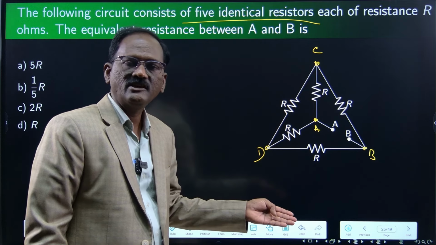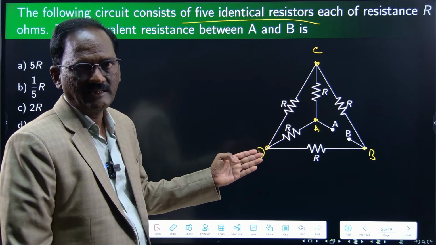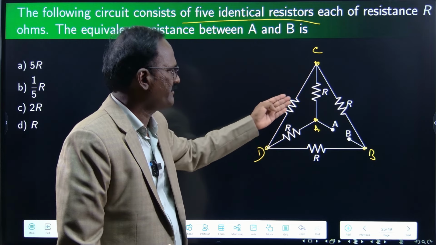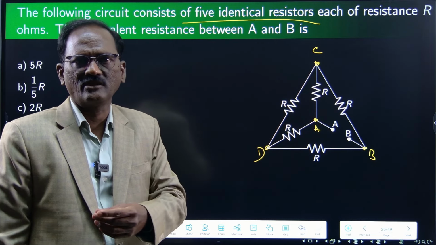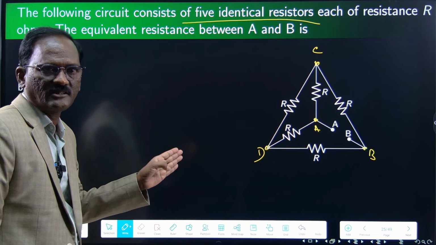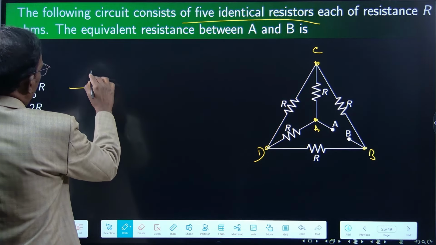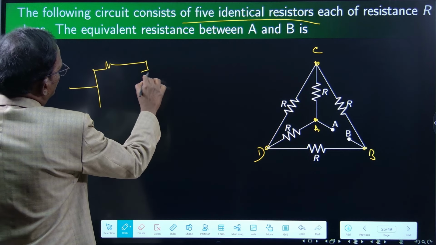So all are having equal value. Definitely it will satisfy balanced because all are having R. P by Q is equal to R by S will be R by R is equal to R by R. Definitely it will satisfy the condition of Wheatstone bridge, right? So we can draw this Wheatstone bridge arrangement.